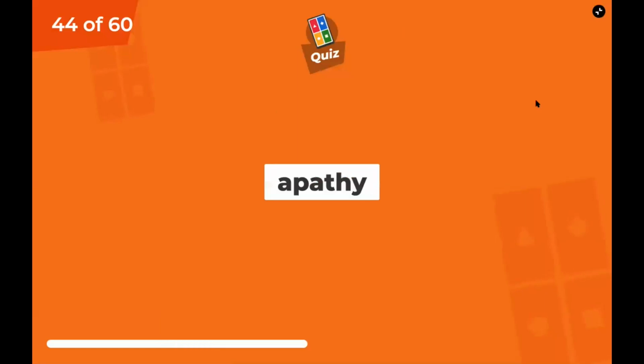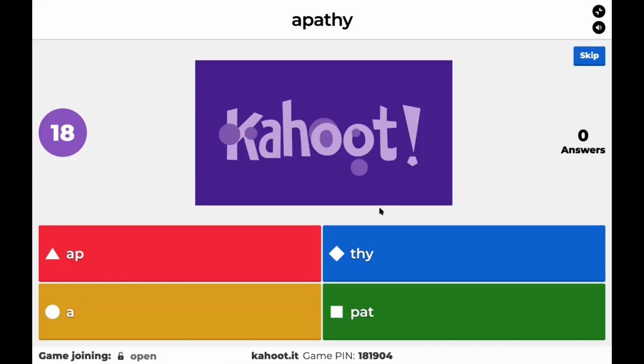Apathy. Red is ap, blue is P, yellow is A, and green is pat.